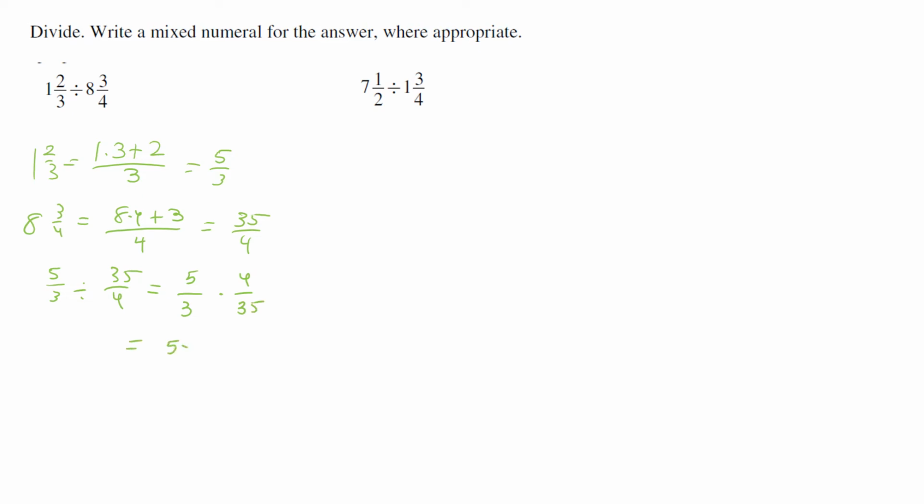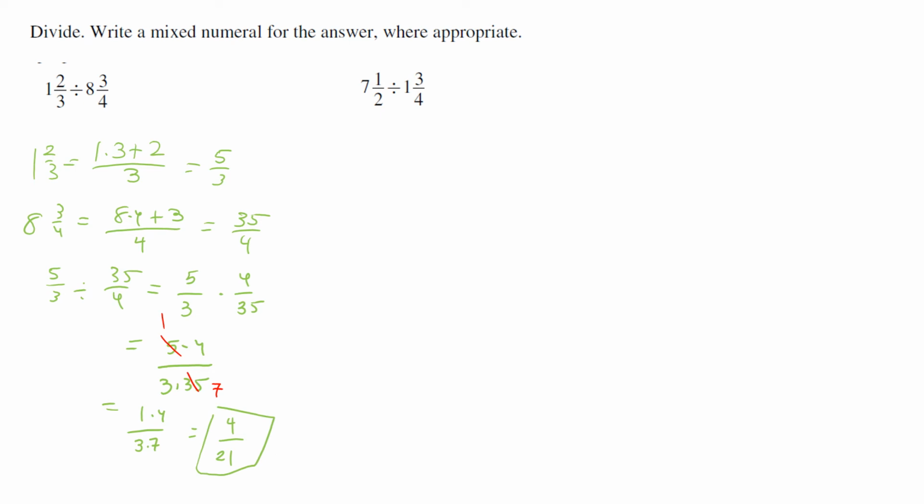So we see that this is 5 times 4 over 3 times 35. 5 and 35 share a factor of 5. 5 divided by 5 is 1. 35 divided by 5 is 7. So this gives us 1 times 4 over 3 times 7, which is going to be 4 over 21. Since this is not an improper fraction, our numerator is smaller than our denominator, that's actually our final answer.